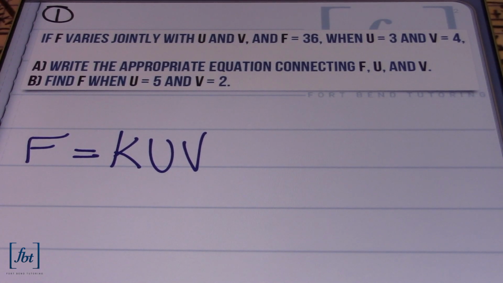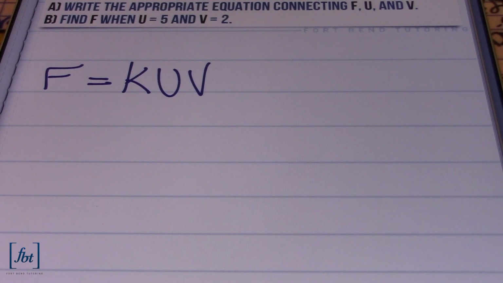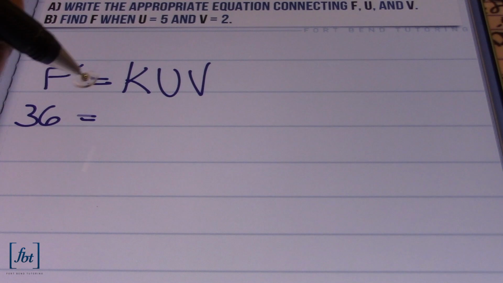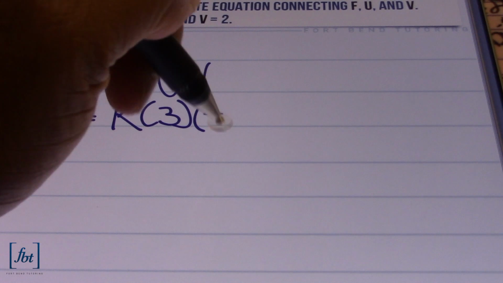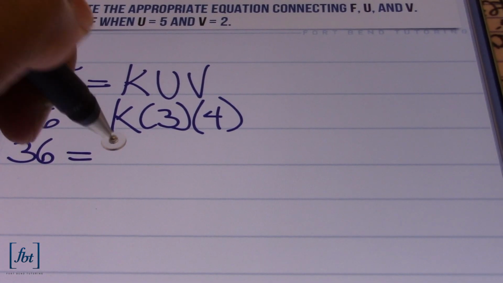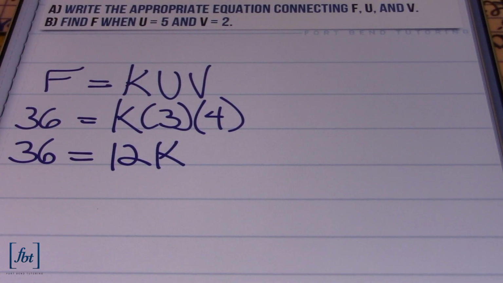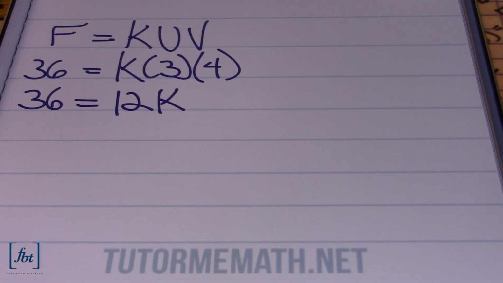F equals our constant of variation times the product of u and v. That's what we have. So what we'll be doing now, in order to find out our constant of variation, we'll be plugging in those values of f, u, and v that our problem gave us. And that is, we know that f is 36 when u is equivalent to 3 and the variable v equals 4. So once I have this, we'll go ahead and multiply on that right side. And we know that 3 times 4 is 12, right? So that gives us 36 equals 12k, and then in order to solve for k, you want to go ahead and divide both sides by 12.